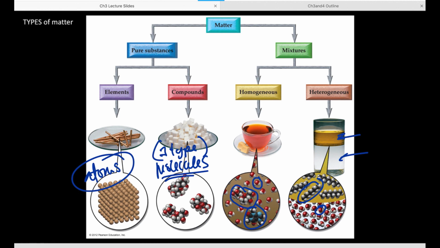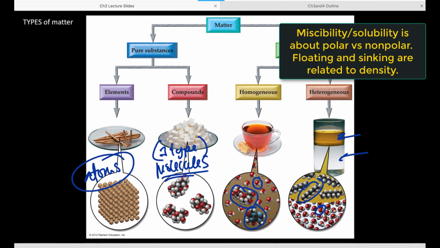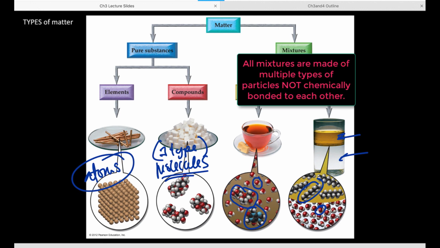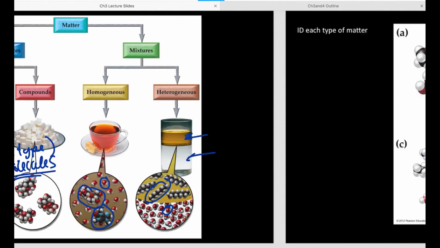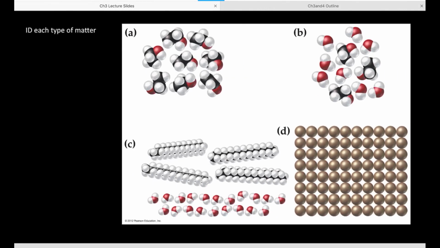Which goes back to their respective properties, which, like you guys talked about in biology, some molecules are polar, some molecules are nonpolar, and that's what determines whether or not they are able to interact with one another, okay?